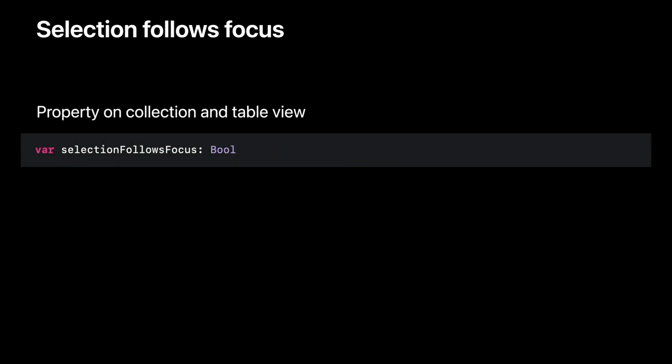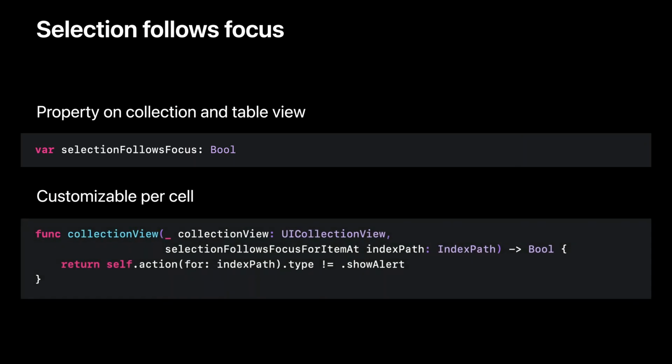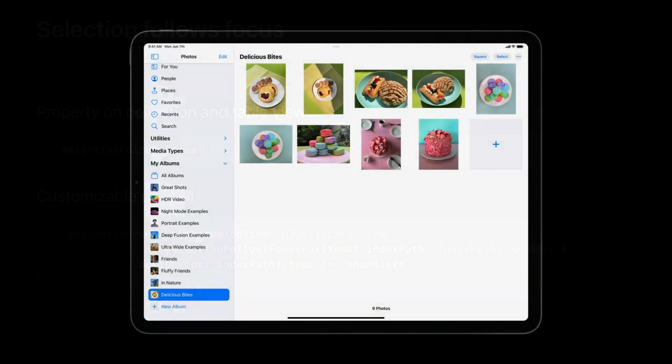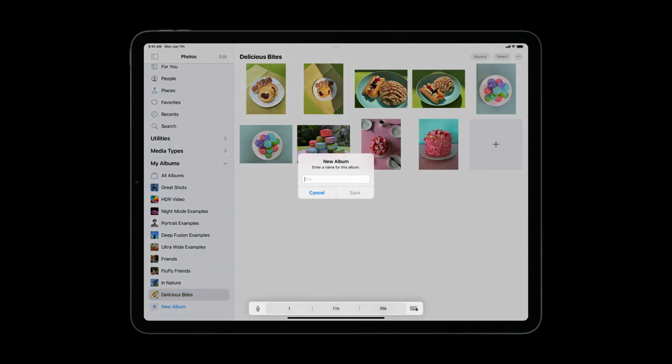Set this property on any table or collection view to the behavior you want for most of the cells. If you want to change the behavior for individual cells, implement selection follows focus for item at index path in your delegate. Turning off selection follows focus is useful when selecting a cell causes a disruptive action to occur, such as pushing a new view controller in the same column or presenting an alert. For example, in Photos, selecting New Albums shows an alert asking for the album's name.